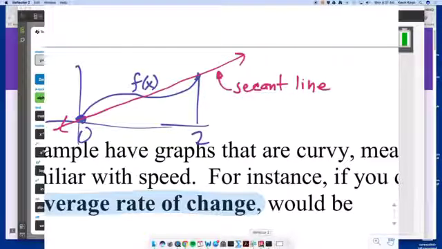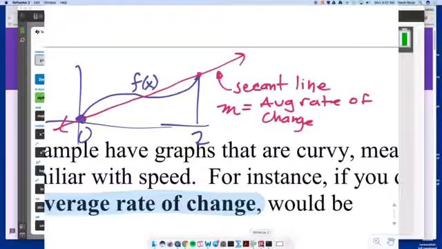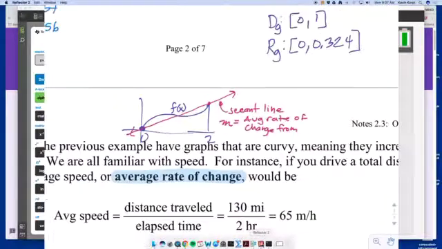A secant line essentially connects 2 points on a graph. It's what you call the chord in geometry. It turns out that the slope of that line is not only the slope of the line, it is the average rate of change of that function, in this case, from 0 to 2.